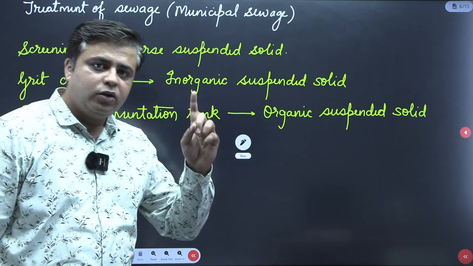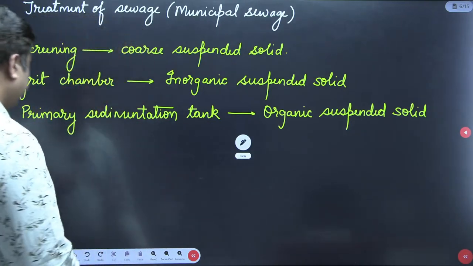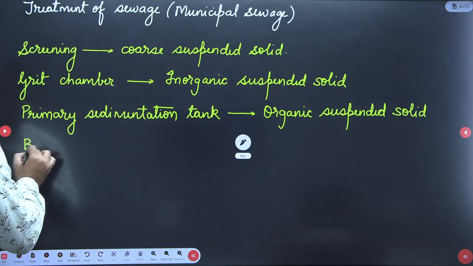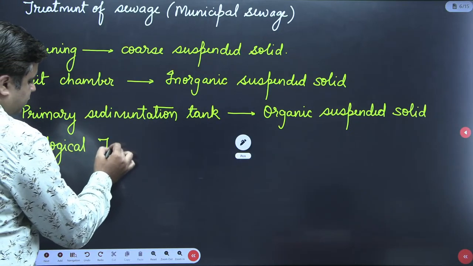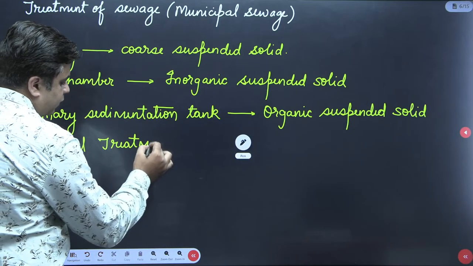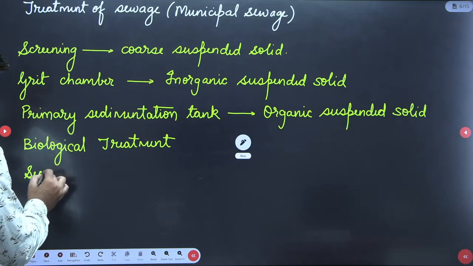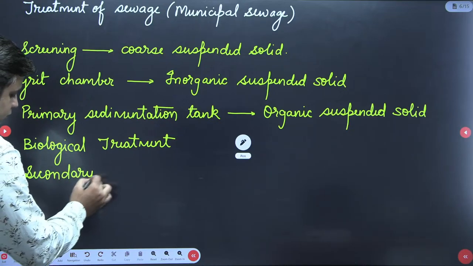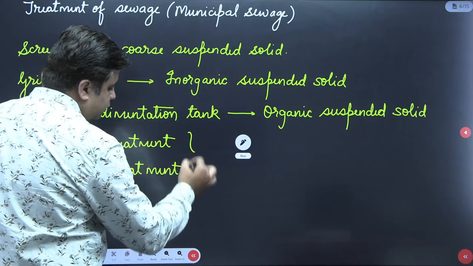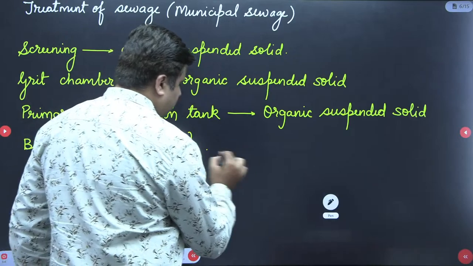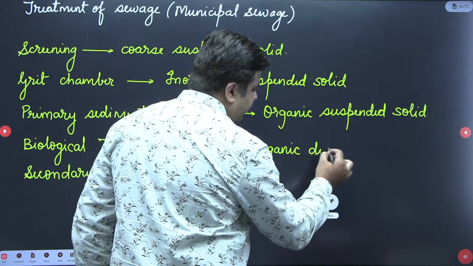Now we are left with only dissolved organic solids. That is removed in the biological treatment, which is also known as secondary treatment. This removes dissolved organic solids, or organic dissolved solids.